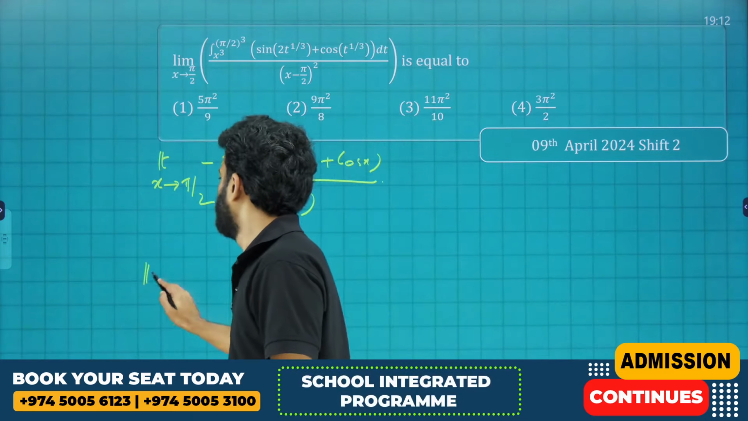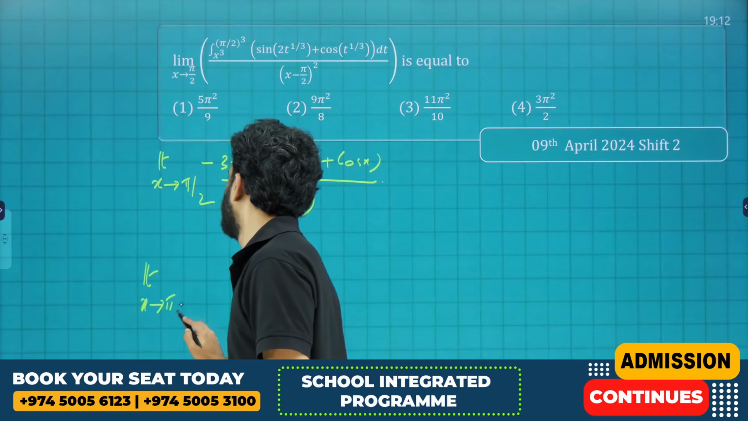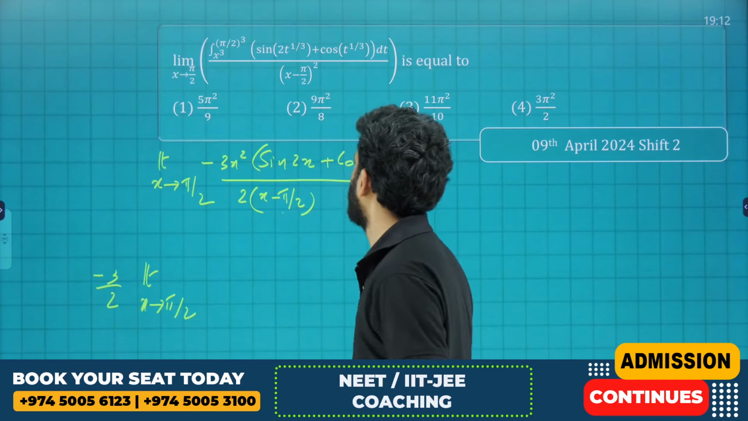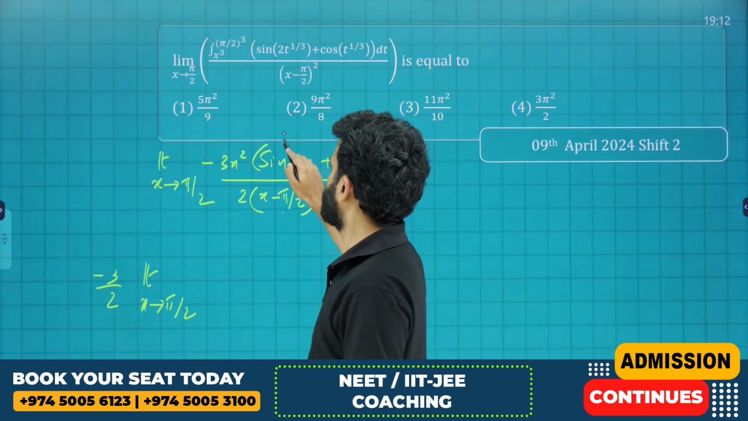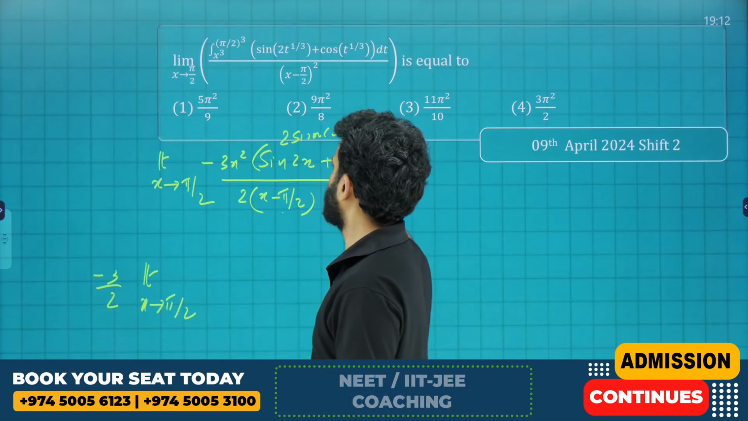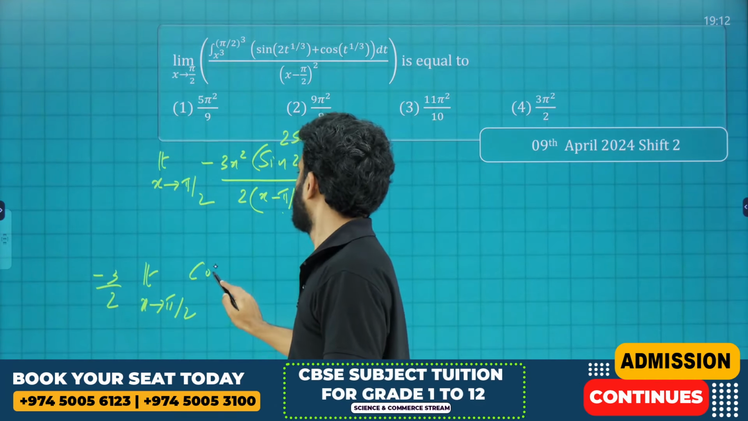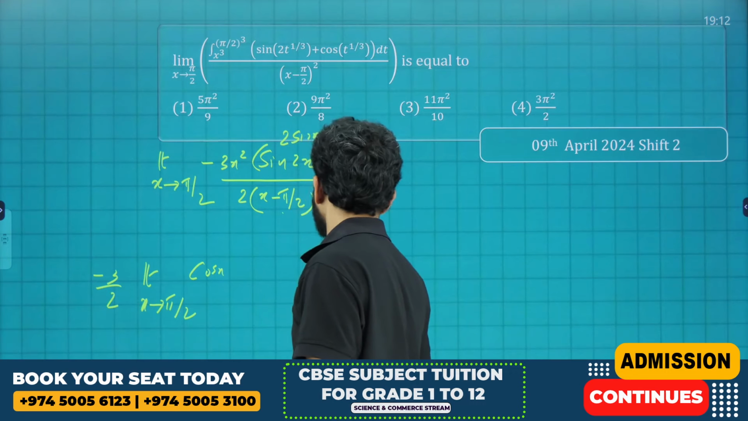That is limit x tends to pi by 2, minus 3 by 2 into... sin 2x is 2 sin x cos x. We can take cos x outside. It will be cos x, sorry.